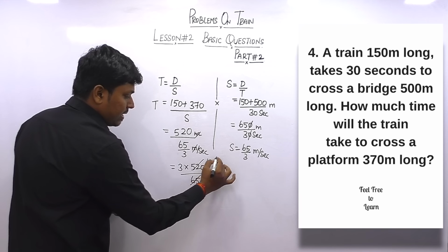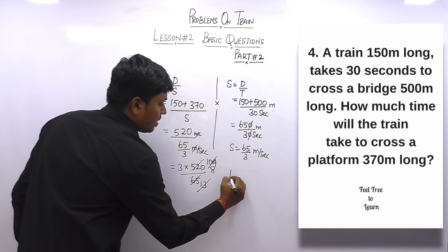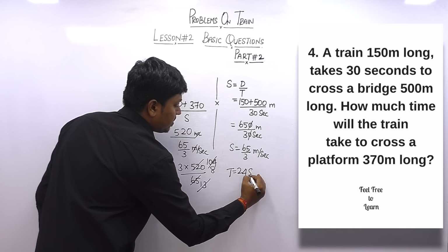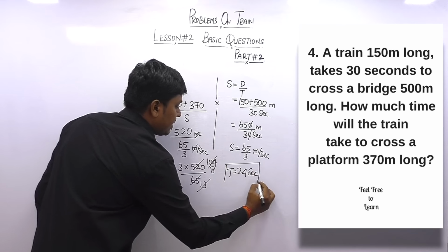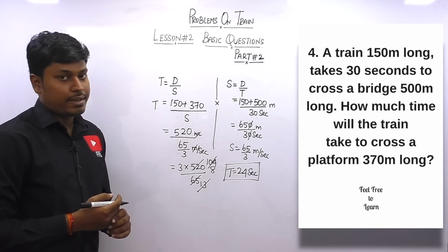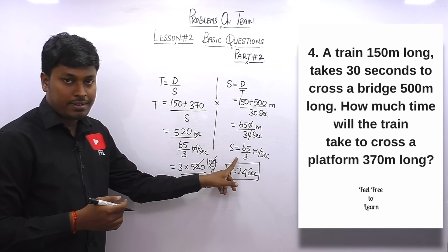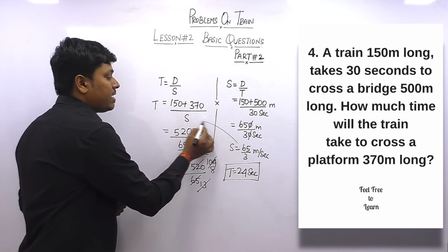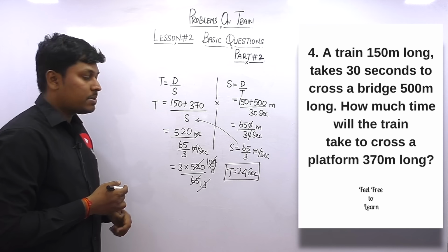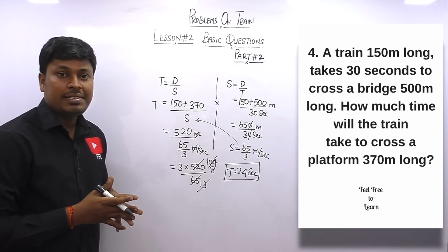I think 8 times we can cancel this. 8 will be 104. So 8 into 3 will be 24. So time taken will be 24 seconds. So finally, the answer for this question number 4 is the time taken, which is 24 seconds. So finally, what we did: by using the first data, we found the speed of the train. After finding the speed of the train, we substituted it in the second case so that we got the time taken by the train to cross a platform of 370 meters.